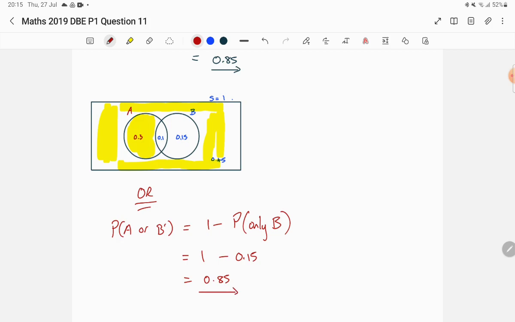Alright, so that's just the alternative approach if you understand the theory behind how the formulas work. We understand that the probability of A or not B plus the probability of B only gives you 1.